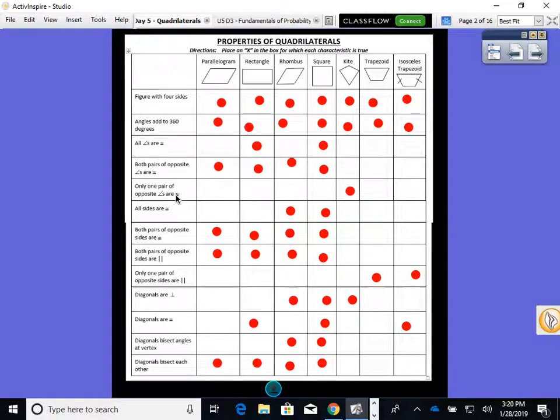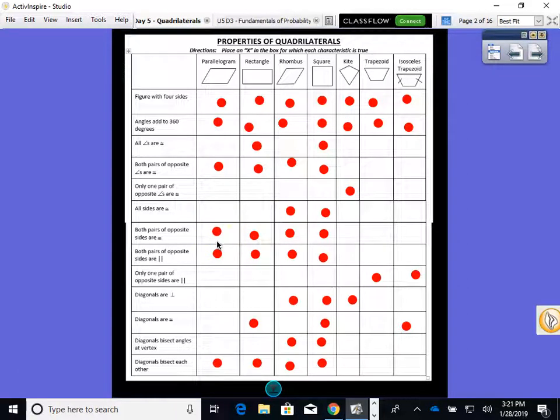For the next category, only one pair of opposite angles are congruent. So the ones we just marked, none of those will be the case because they have two pairs. The only one that has one pair of opposite angles that are congruent is the kite, and it's these two that are equal to each other. All sides are congruent. The only ones that are like that are the rhombus and the square.